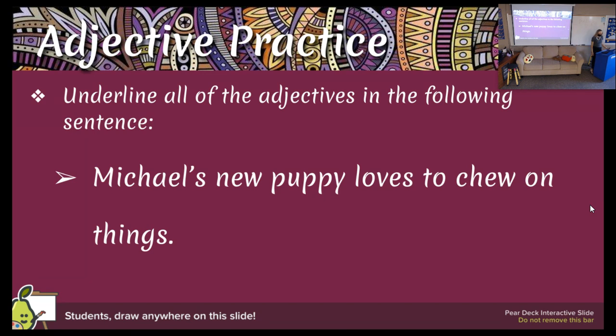Okay, how many adjectives do we have in this sentence? Show me on your fingers. We have 2. Michael's and new. New is telling us what kind of puppy, so new is an adjective. It answers one of those adjective questions. And Michael's is a possessive. And possessives are always what? Adjectives. So those are the only 2 in this sentence.